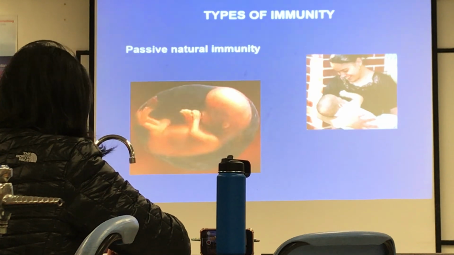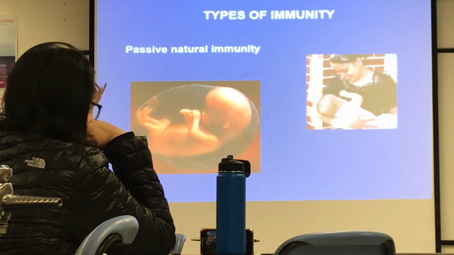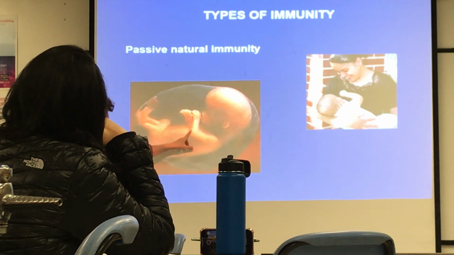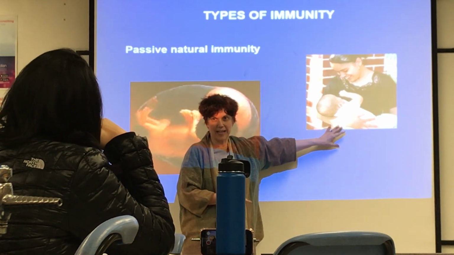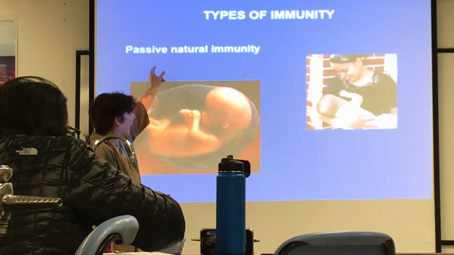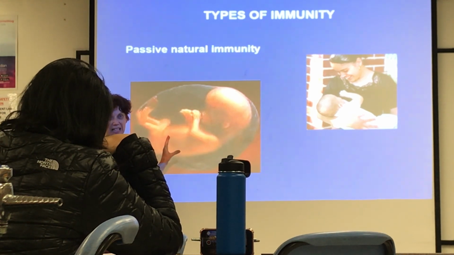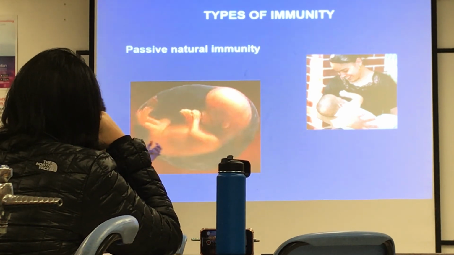So let's take a look at some examples. So passive, natural, or natural passive. The baby is not making its own antibodies in either situation. It's getting them from the mother across the placenta, or it's getting it from the mother in the breast milk. Okay? But it's a natural means of getting it. It's passive because, again, the child is not making the antibodies. If it doesn't have its own exposure, then it's not going to have the antibodies after a few months. Okay?